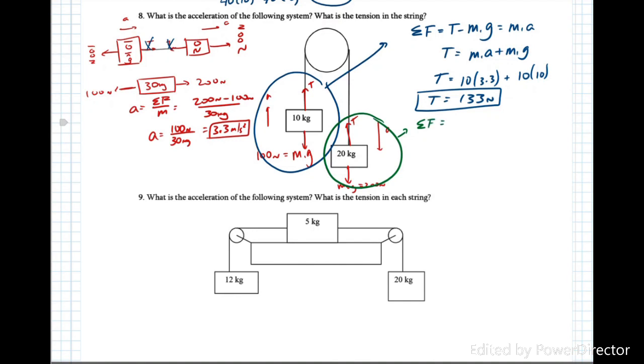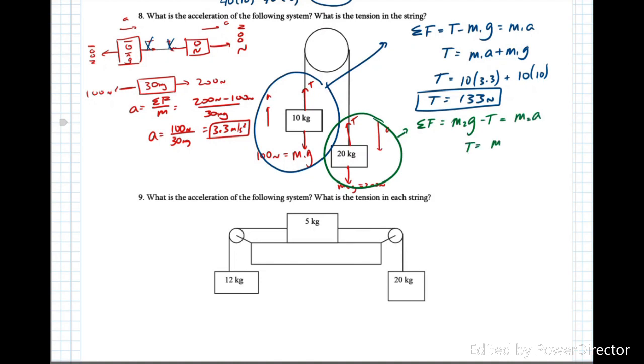There's an important change. Here the acceleration is down, so it's going to be the weight m2g minus the tension. The reason is the acceleration's down, so the force with the acceleration is going to be positive, and the force against the acceleration is going to be negative. And it's going to be equal to m2a.